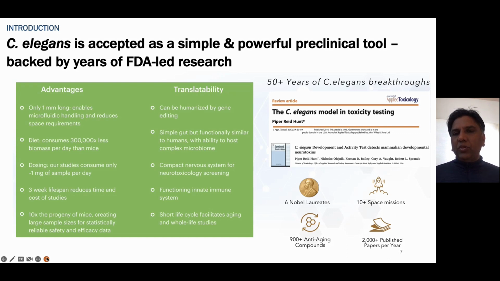And there have been significant breakthroughs, a few of which I've highlighted here, including missions to the International Space Station. And because it lives only 3 weeks, a significant number of compounds that extend animal life have been discovered. So the whole aging field has been propelled because of this organism, and therefore there are significant numbers of papers being published in this field. So now this entire body of knowledge makes it prime time to start thinking about screening technologies.